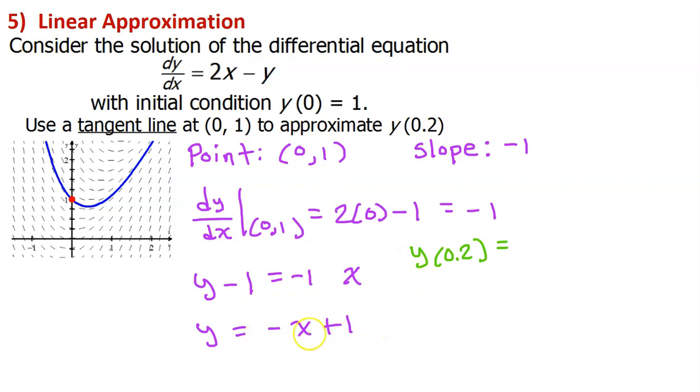We can use the tangent line equation to approximate the value of y at 0.2. y at 0.2 is approximately equal to -0.2 plus 1. In other words, y at 0.2 is approximately equal to 0.8.